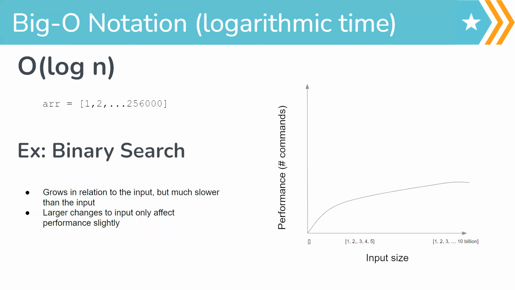Okay, so now we're going to look at O of log n, binary search. We've seen that. So this one grows in relation to the input size, but much slower than the input. So in the case of 1,000,000 elements, or I see 256,000 elements here. Well, if it was constant time, let's say we're trying to get the 256,000th element, that would be a single operation, or maybe 10 operations or something, but that number of operations would not change based on the index we were looking for, no matter how big it was.